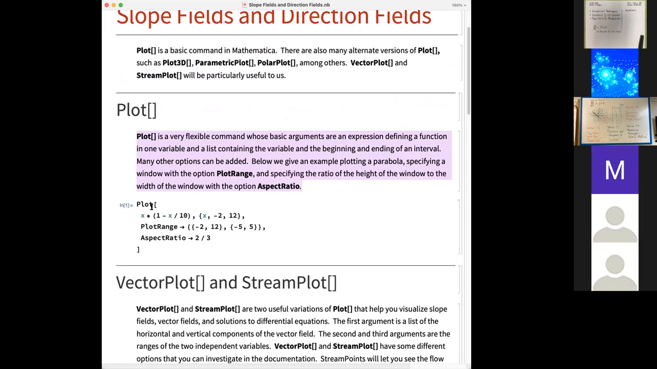So let's unwrap this. This is the Plot command. I'll help you out very slowly in Mathematica. It's going to take you a while to get used to. All built-in commands in Mathematica start with a capital letter. All commands and functions are delimited, that is, start and end with square brackets.